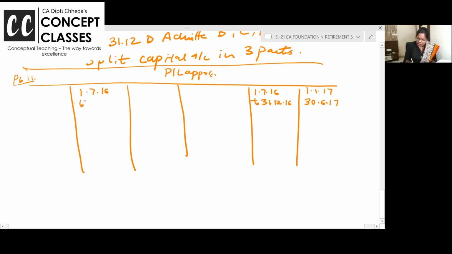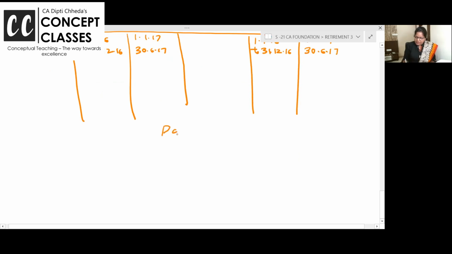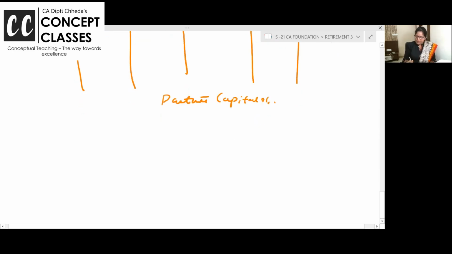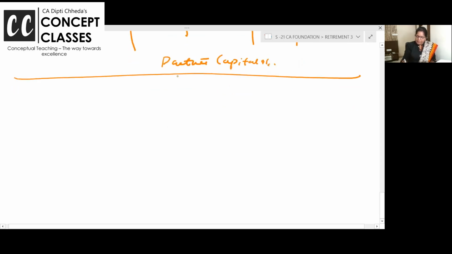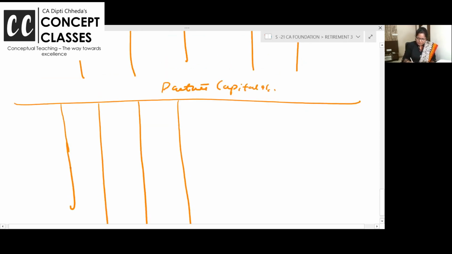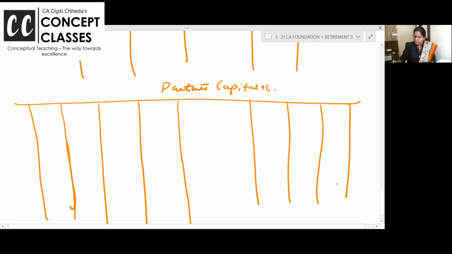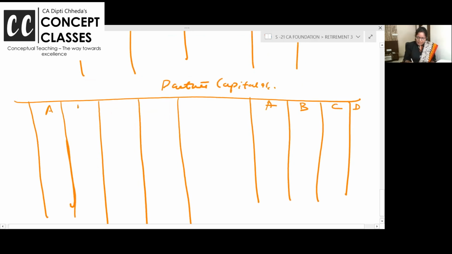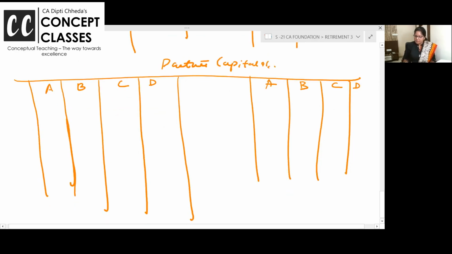You should have a doubt why you are making columns like this, ma'am. Because the first half profit is going to go to different partners and the rest half to different partners. After this, prepare partners capital account. How many partners are there? 4. Make the capital accounts a little bigger because you have to divide it, no? 1, 2, 3 and 4. This side also 1, 2, 3 and 4. A, B, C and D. Next.